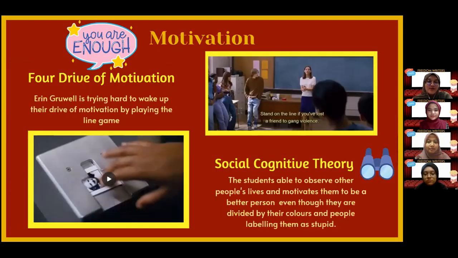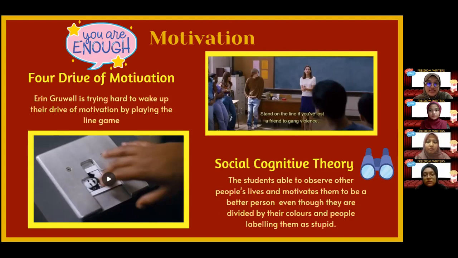I'm Hanis, and I'm going to explain the next topic, which is motivation, which I think is one of the major parts of the movie, as it shows how Erin Gruwell continued to motivate her students. As we learned in the four drive theory of motivation, it is important as these drives are the source of human motivation. The four drives are to acquire, bond, comprehend, and defend. So it is up to us to wake up the drive within us to strive for our motivation.